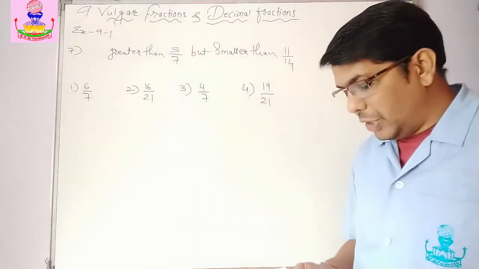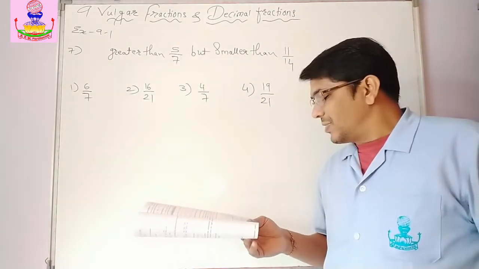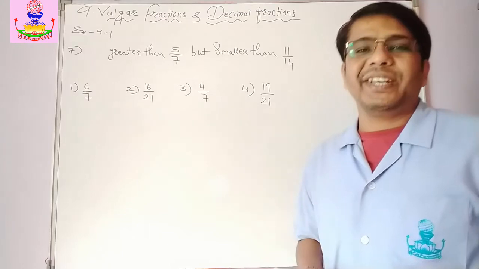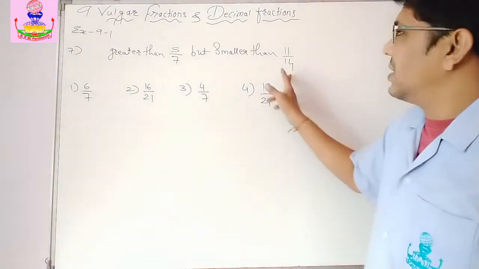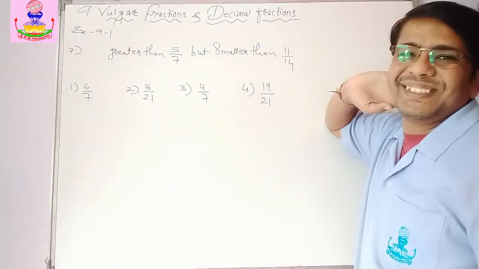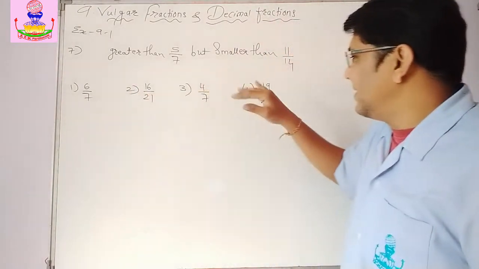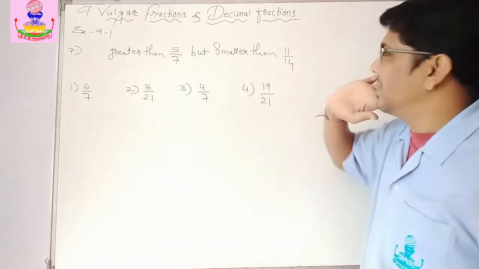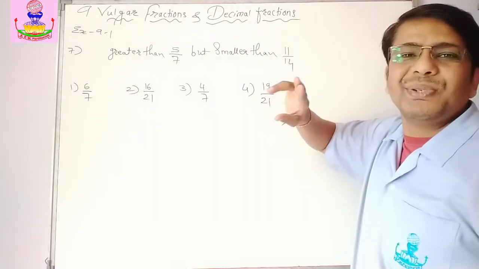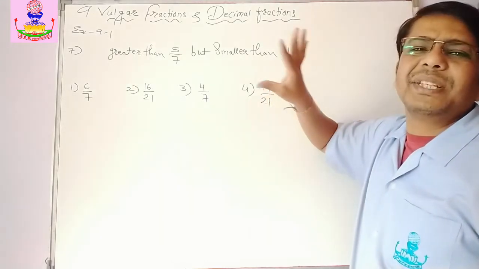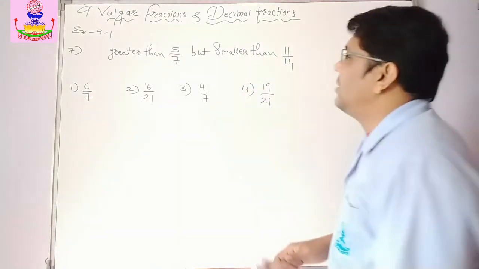Now see 7th example. Which of the following numbers is greater than 5 upon 7 but smaller than 11 upon 14? Okay, now keep this in mind. No doubt 14 is a multiple of 7. But here I have got 7, 21, and 7 and 21, so it becomes troublesome. So what to do? Simple thing, convert them into decimal forms and then it becomes easy.